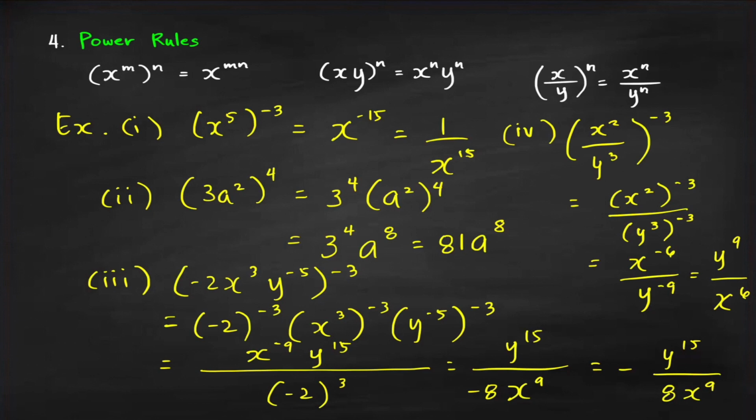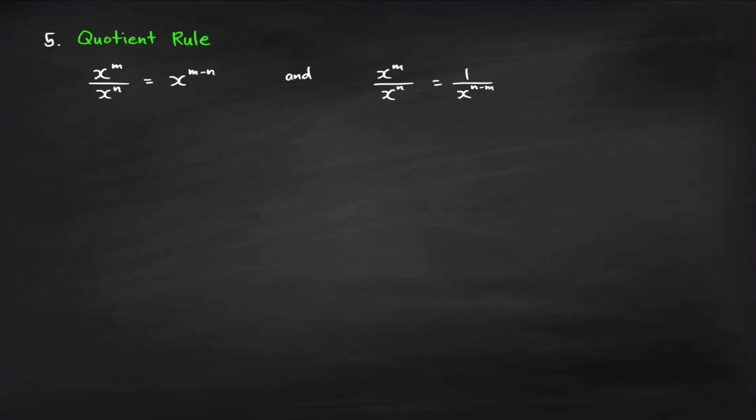Now, let's move to the last exponent rule. So here we have the quotient rule. This quotient rule says that when you divide like bases, x to the m and x to the n, you only subtract the exponents. So you copy the base, the same base x, and you subtract the exponents, m minus n. So the power of the numerator minus the power of the denominator.